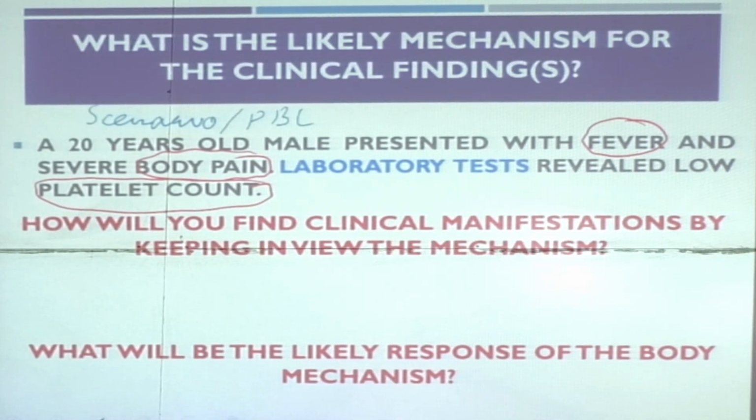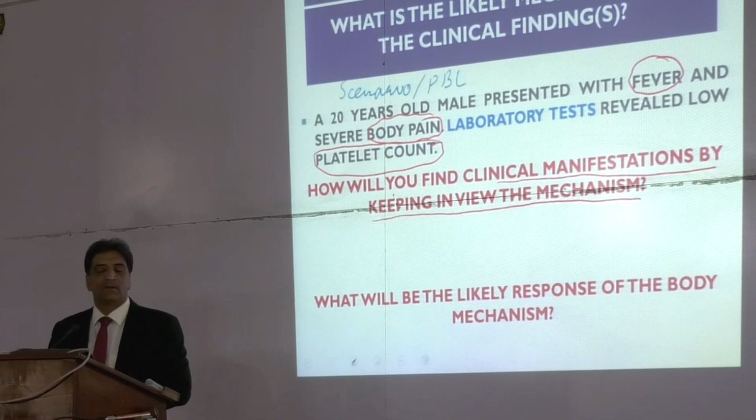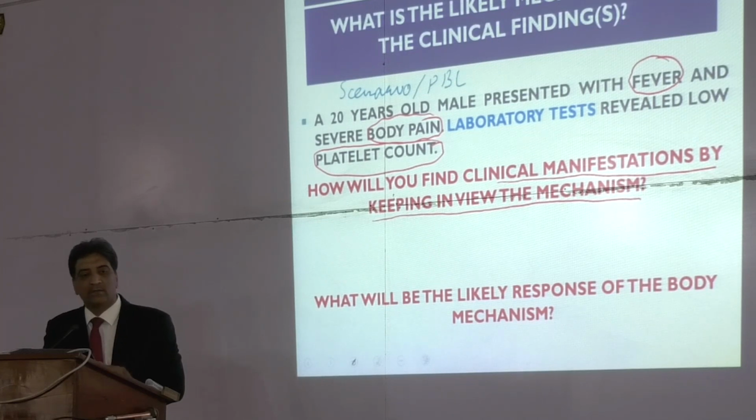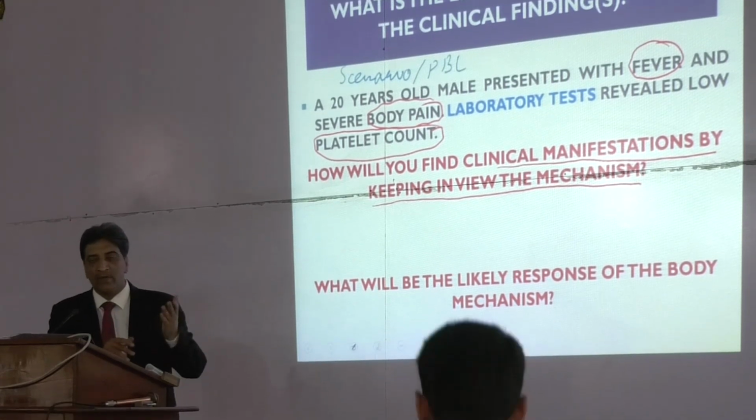Now, my question to you is, how will you find clinical manifestations by keeping in view the mechanism? Clinical manifestations mean what will you see in your patient? What will you note in your patient, by keeping in view the function of the platelets? Anything that comes to your mind? What is the normal function of platelets?